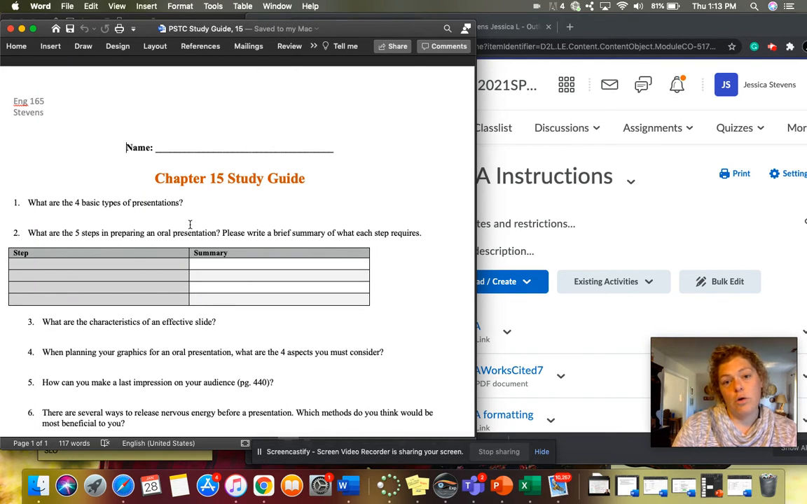And when we're looking at oral presentations, there are really 4 different kinds of presentations. There are impromptu presentations where you are called upon, perhaps in a meeting or in a class, to share your thoughts, to get up and present your opinion.